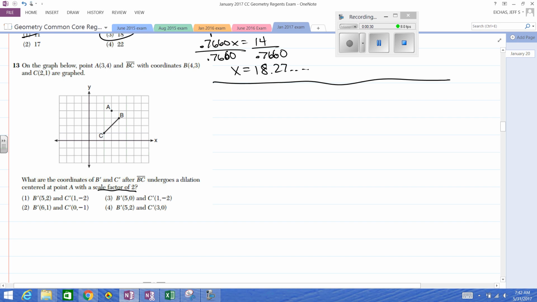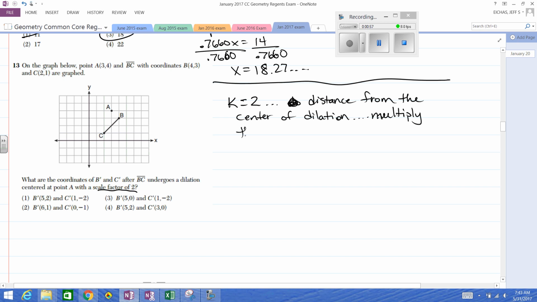We're looking at a scale factor of 2. I usually call that K. What we're going to end up doing is we're going to double the distance. So we'll take whatever the distance is from the center of dilation, and we're going to multiply it by 2. Now, we'll do this for x and y.